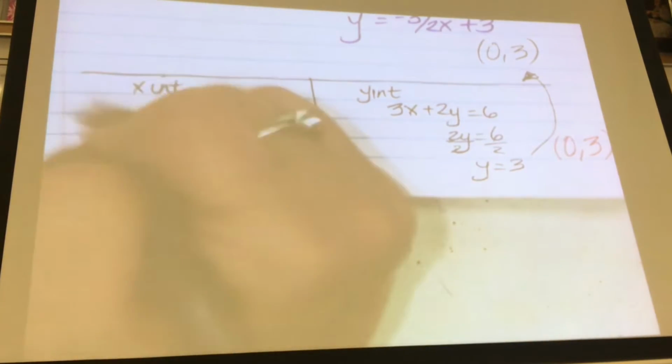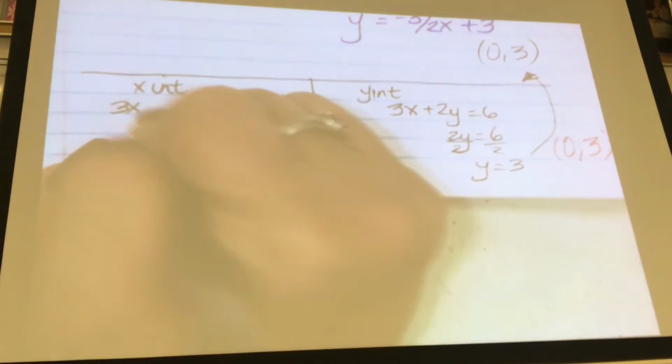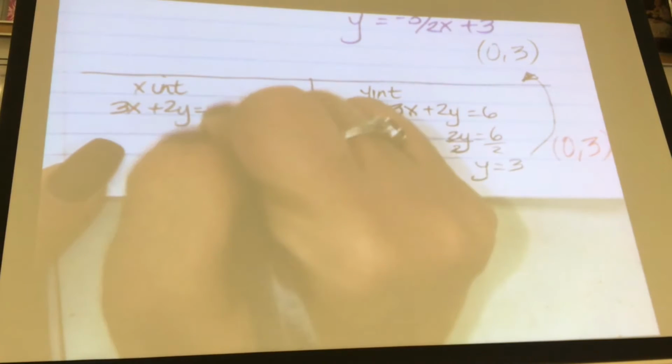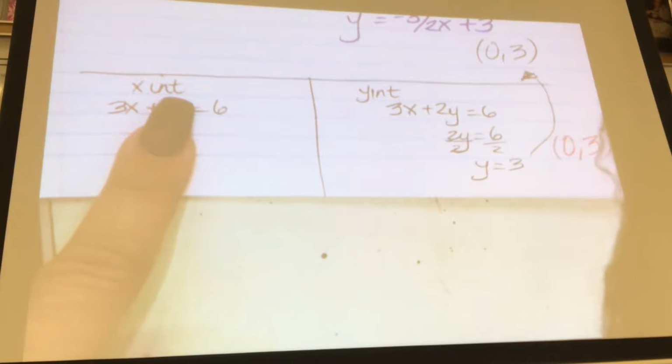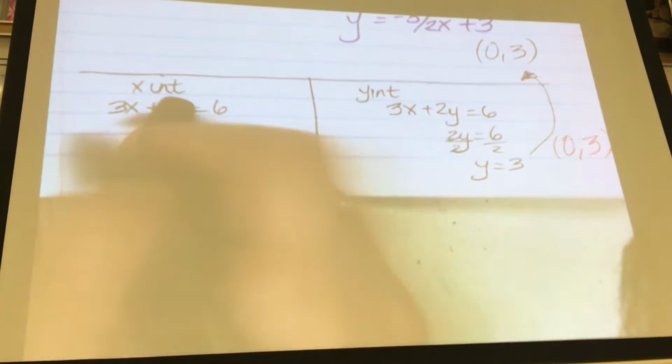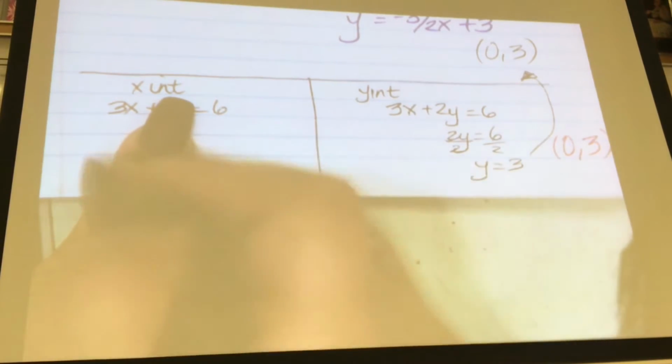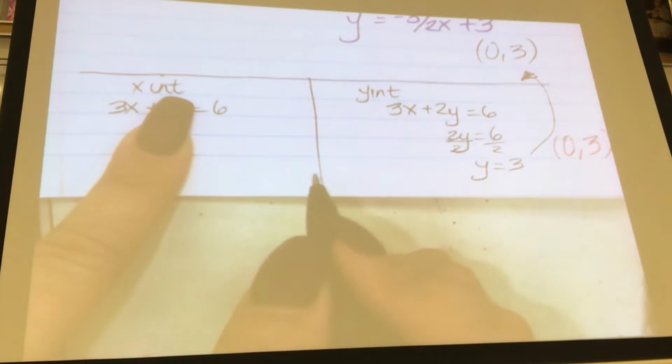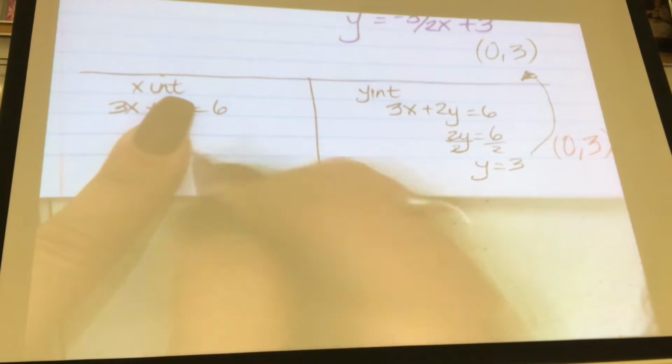Watch what happens. Same problem. 3x plus 2y equals 6. Now you're going to cover the y, and just copy what's left over. We're good at copying.